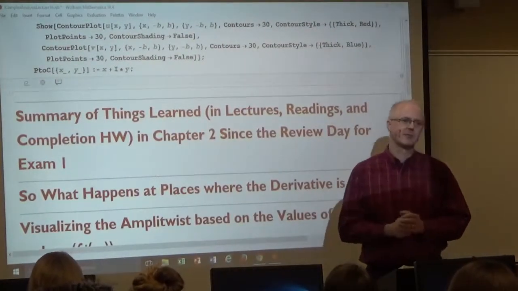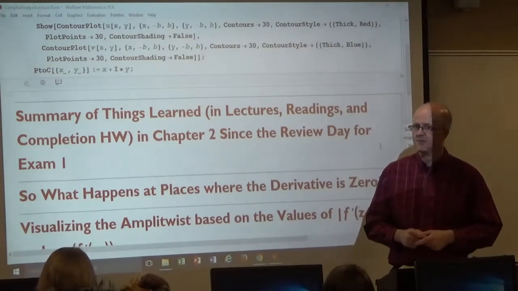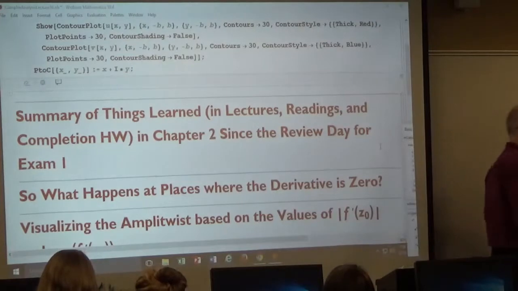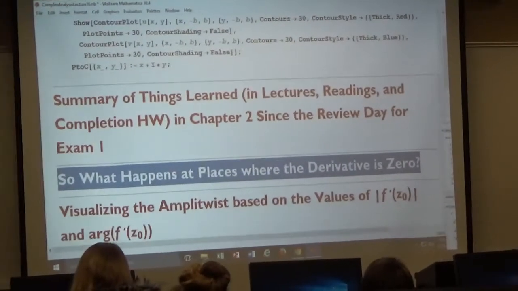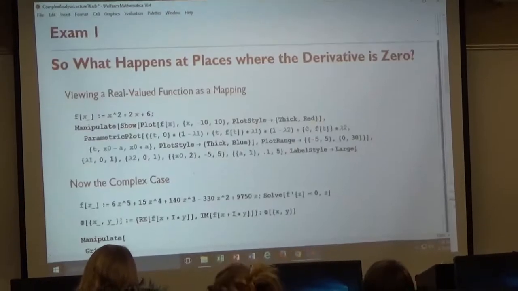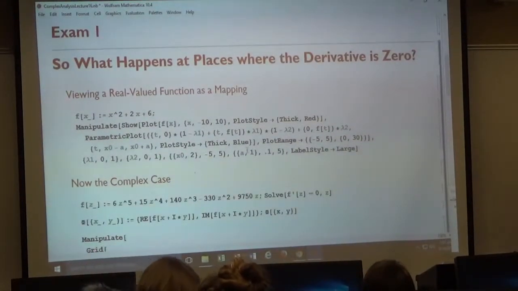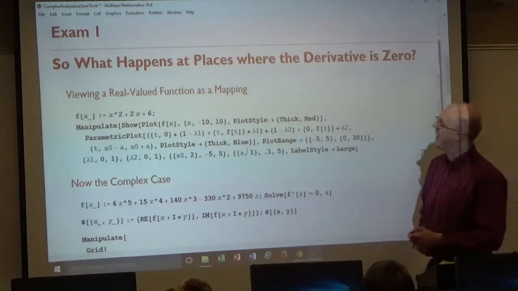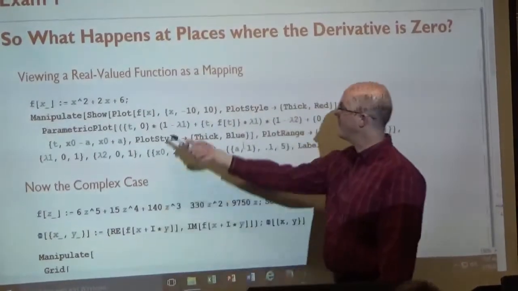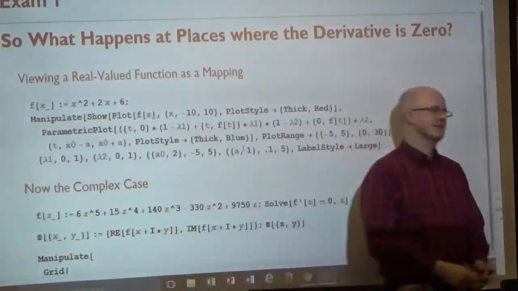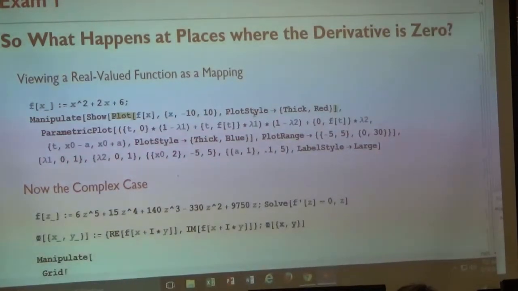But we assumed that the derivative of the analytic function we were talking about was non-zero. So what happens at places where the derivative is zero? Let's first think of this in terms of a real value mapping. Here I have a function of variable x. I'm thinking of x as a real number. I'm going to make an ordinary plot of it. It is quadratic, so the plot is going to be a parabola.